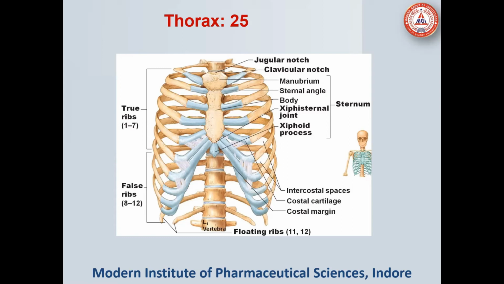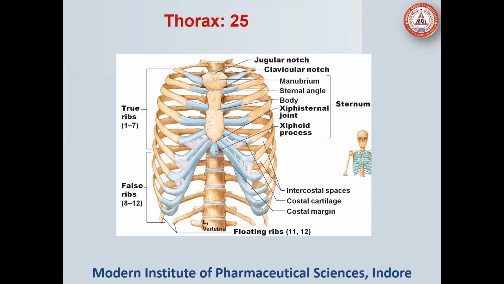Now, first of all, about the sternum. The sternum is a flat bone that can be felt just under the skin in the middle of the front of the chest. The manubrium is the uppermost section and articulates with the clavicle at the sternoclavicular joint, and with the first two pairs of ribs.